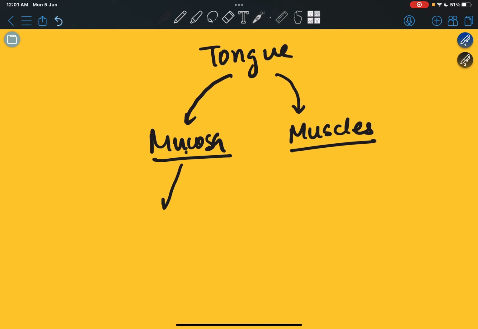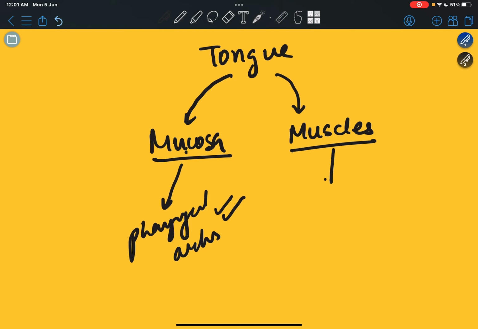Mucosa is developing from what? Our pharyngeal arches. Whatever we just discussed, the anterior 2/3, posterior 1/3, everything, that is the mucosa of the tongue. So that's why the mucosa of the tongue is supplied by the nerves of the pharyngeal arches. Whatever nerve is of the pharyngeal arches will supply the mucosa of the tongue.